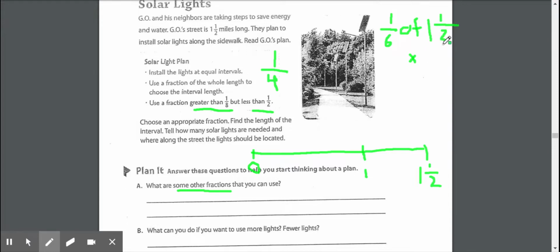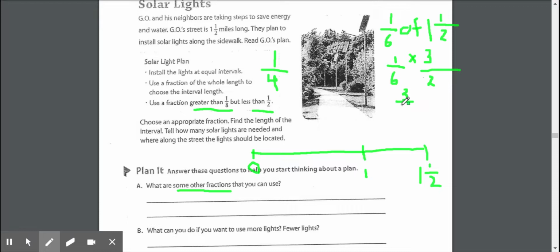And I will change this 1.5 to an improper fraction to make it easier for me to multiply. I do that by saying 2 times 1 is 2, plus 1 is 3. So that's 3, and the bottom stays the same. So I am doing 1/6 times 3/2. And then I multiply the bottoms and multiply the tops, and I get 3/12.